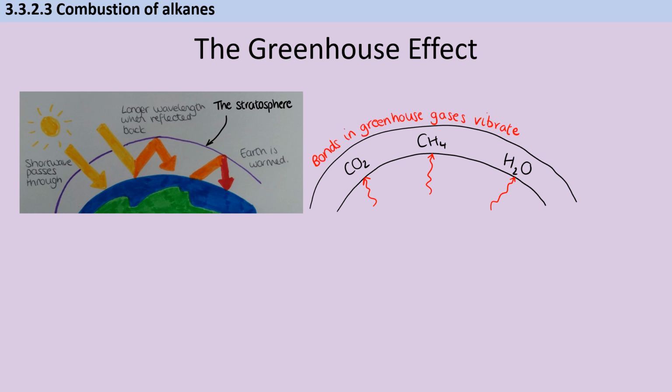Now the bonds in the greenhouse gases are going to vibrate. And the reason that they're able to do this is that they're slightly polar. So for instance here in carbon dioxide, we've got a slightly positive carbon atom, and then the more electronegative oxygen atoms are slightly negative. And this leads these bonds to start vibrating. So after this bond has been made to vibrate by absorbing infrared radiation, it then emits it again, and when it does so, it emits that radiation in all directions at once. So gradually this is going to warm up the atmosphere and warm up the Earth.